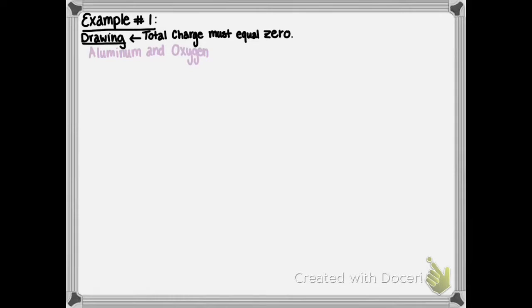We're going to start with the drawing portion. We're looking at aluminum and oxygen. The first thing you're going to do is draw the Lewis dot structures for both of the elements involved. Aluminum has 3 valence electrons.